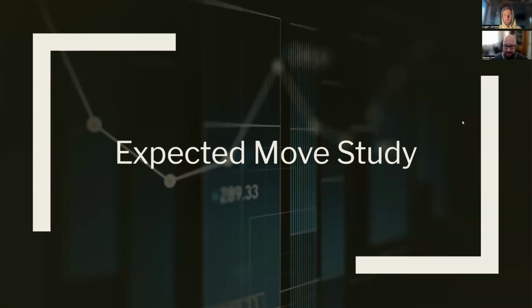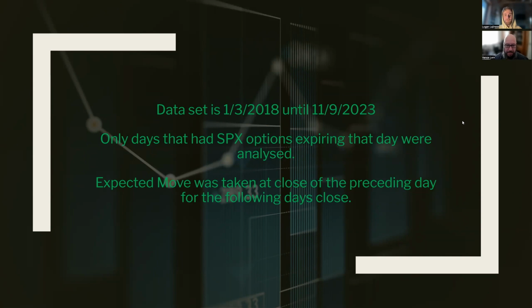So just to give everybody a background of what we looked at, I pulled the expected move and all the data basically from a timeline of January 3rd, 2018 until November 9th, 2023. And from there, I eliminated any day that did not have SPX options expiring that day. So if it's a Tuesday and there wasn't an option expiring that day, there is no expected move for the day. So we just ignored that data and didn't go with it.